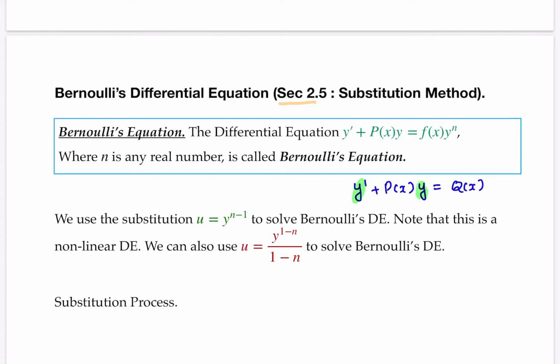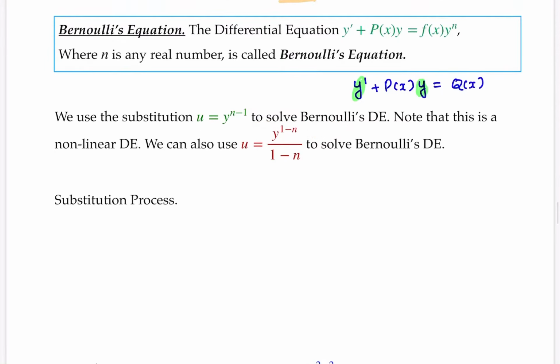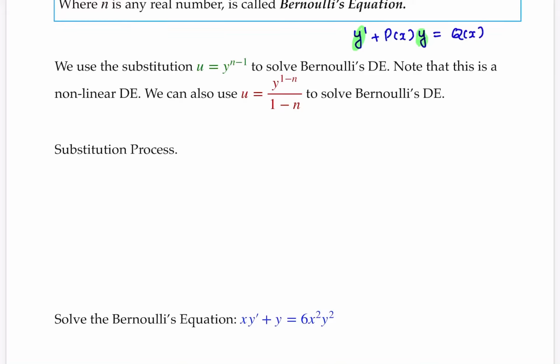Before I go any further, anything of this form is what we call Bernoulli's differential equation. The way that we're going to solve it is very similar to what we did before, except that we're going to use a substitution method. Either we can use one substitution or the other, but I'm going to choose this one. So how does this substitution method work? This is how it works. There are four processes, or four boxes.